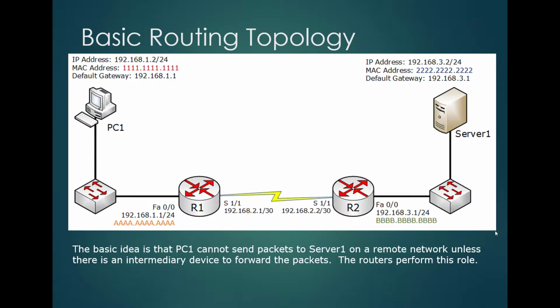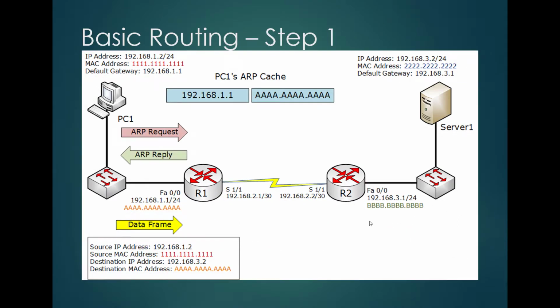So here's a basic routing topology. The book is showing us an example here. We have two routers. Between them, we have PCs on each end. We have a switch. We have MAC addresses. We have Ethernet. We have a serial connection. That's what the yellow lightning bolt is for. So this shows us a basic idea. PC1 cannot send a packet to server 1 on the remote network unless there's an intermediate device to forward these packets. Well, that's the job of a router, right? Send it from one network to another network. That's what routers do. That makes sense.